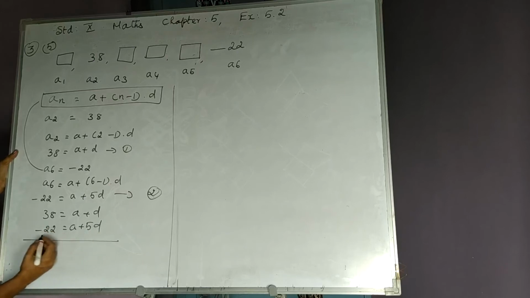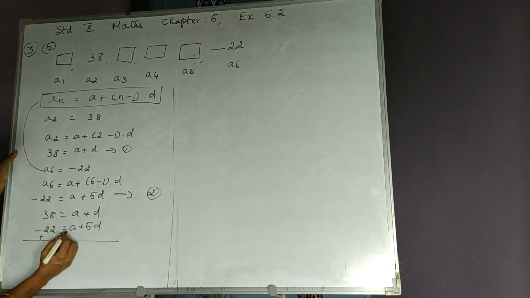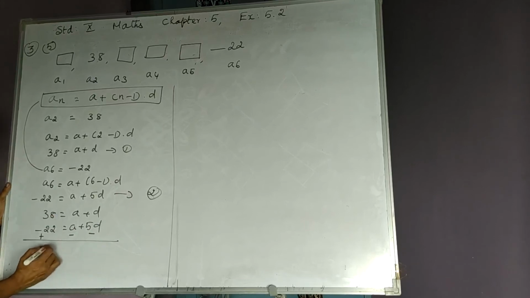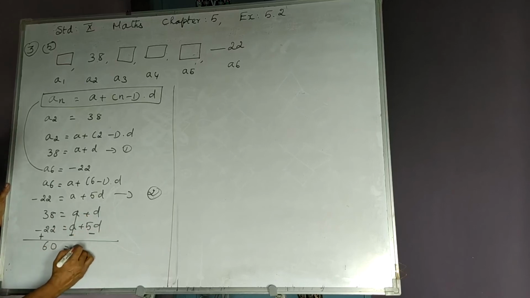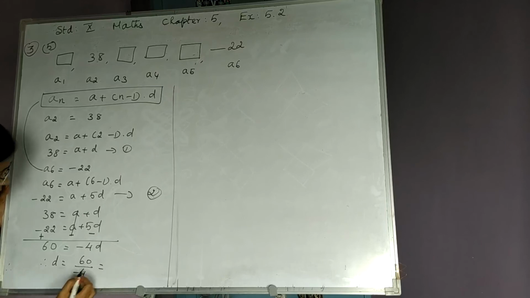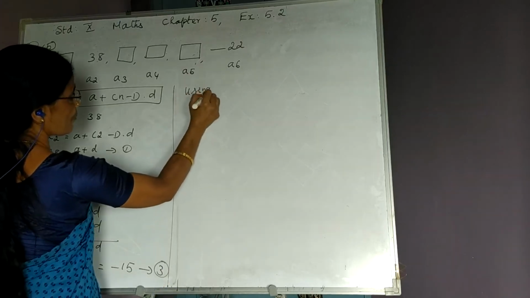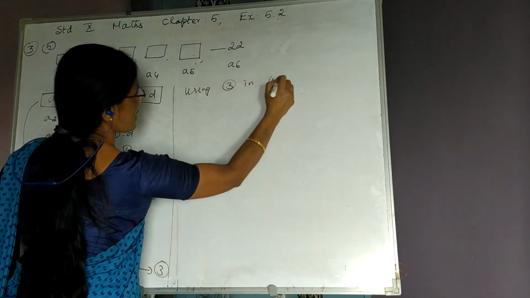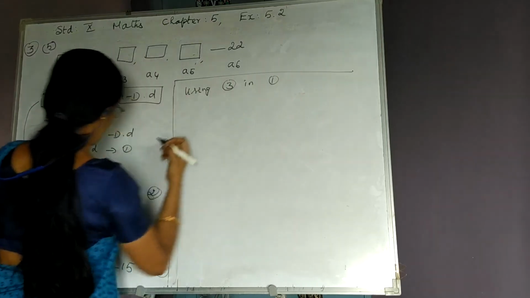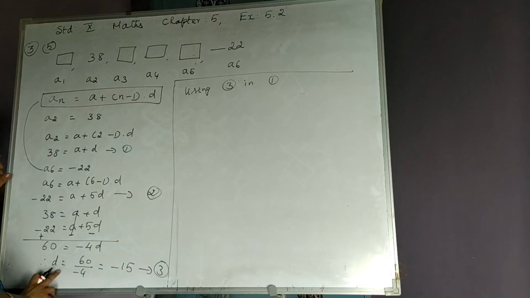I take opposite signs, which means we are doing subtraction, minus, minus. So here 38 plus 22 is 60. A gets cancelled. D minus 5D becomes minus 4D. Therefore, D is 60 divided by minus 4, which is equal to minus 15. This is the third equation. Using the third equation, either in the first equation or in the second equation, we will get the value of A.